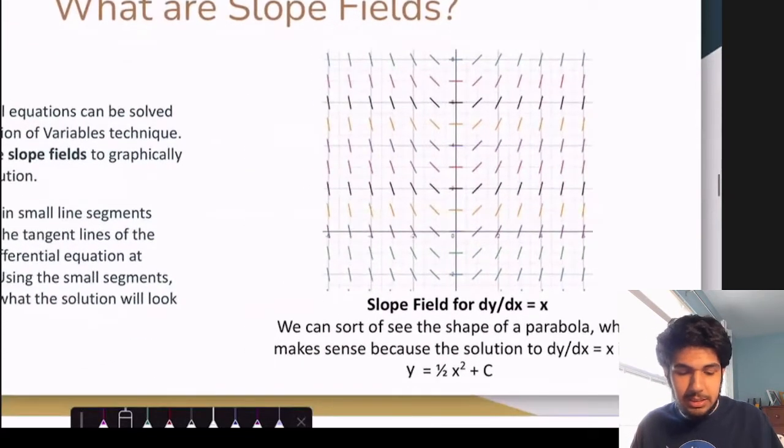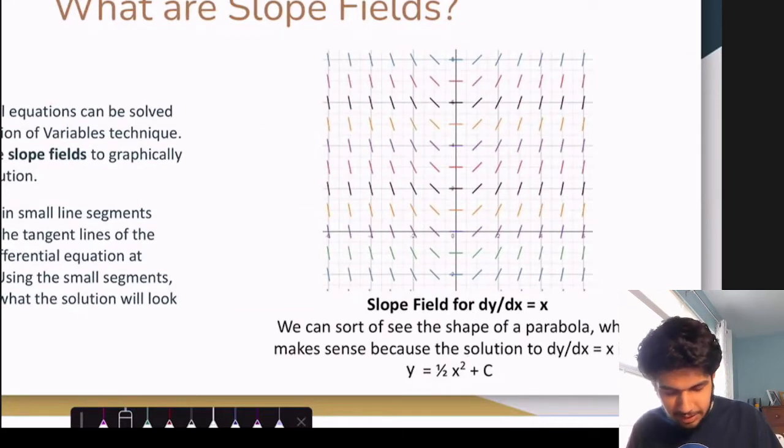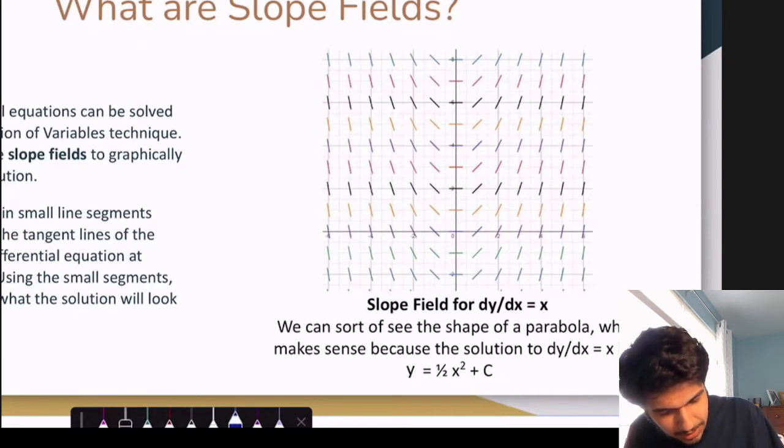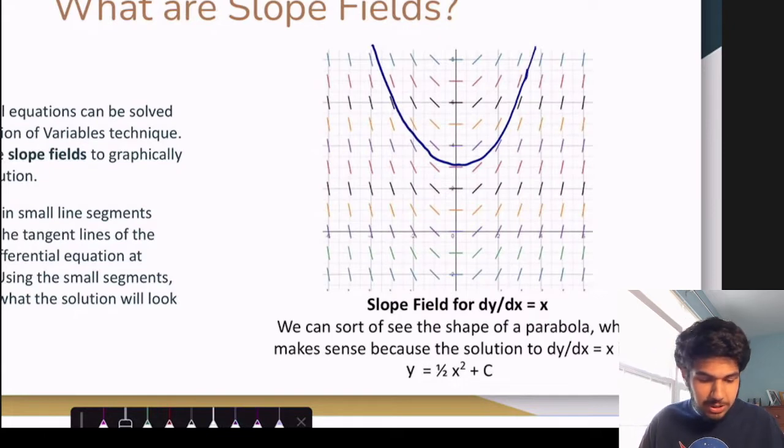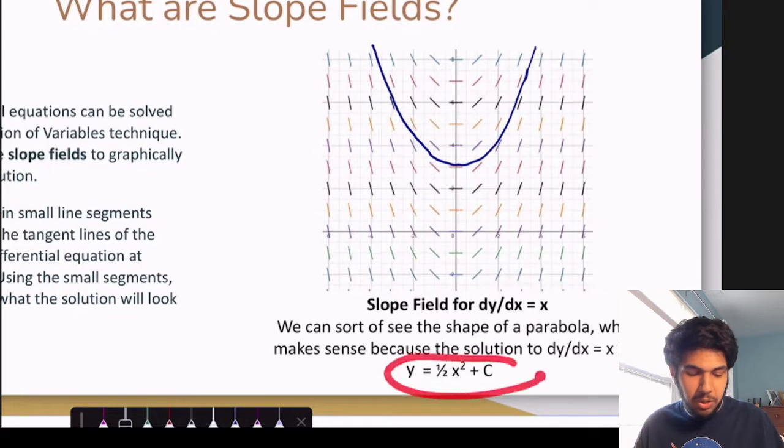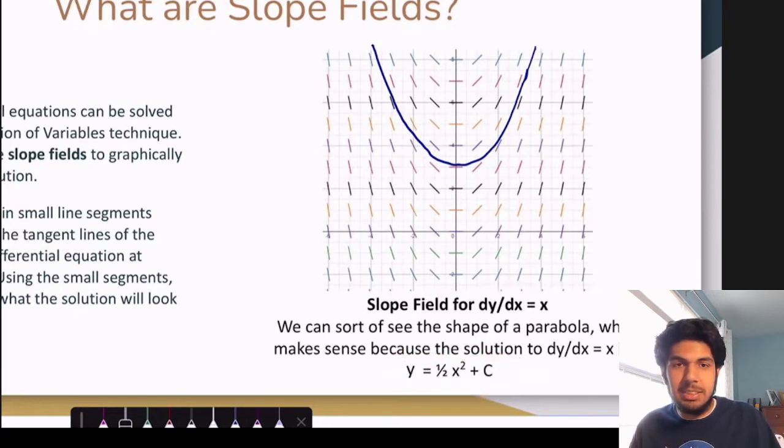So this is indeed the slope field for dy/dx equals x, and you can see that as I was drawing, the shape that the lines are sort of making kind of resembles a parabola, right? Which is good because the solution to this differential equation, we can use separation of variables, we'll get y equals 1/2 x squared plus c, which is indeed a parabola.